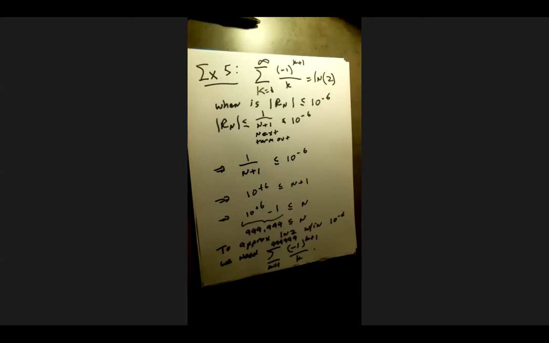So questions about doing error bounding or remainders with alternating series? Very good. All right.